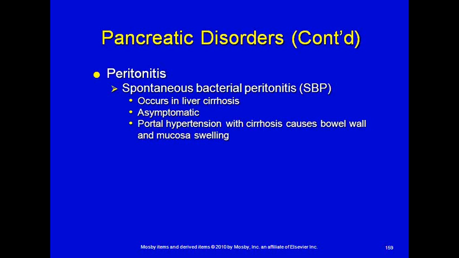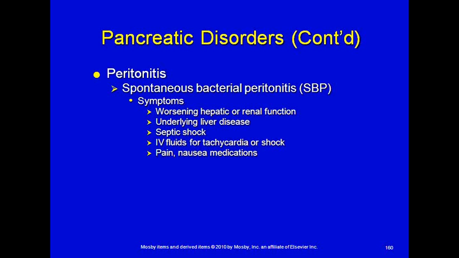Portal hypertension refers to the backing up of blood when the liver fails into the portal veins, causing the pressure inside those portal veins to be elevated above what normal would be. That causes a backup of blood into other vessels that do feed into the portal vein. So it causes the bowel wall and the mucosa to swell as a result of this bacterial infection. Symptoms are a worsening hepatic or renal function, underlying liver disease, the presence of septic shock, and for the shock you need lots and lots of IV fluids.